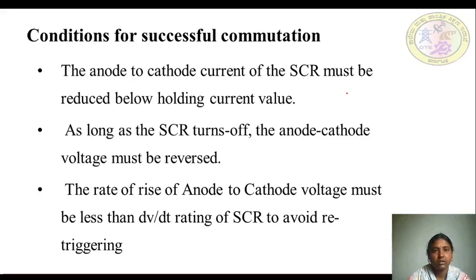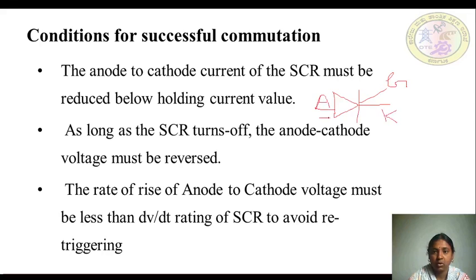Now, let us see the conditions to be satisfied for successful commutation. It is very important for us to remember the following points. The first point says that the anode to cathode current of the SCR must be brought below its holding current value. So, let us try to understand it by drawing the SCR diagram. So, this is a gate, this is a cathode, this is your anode.